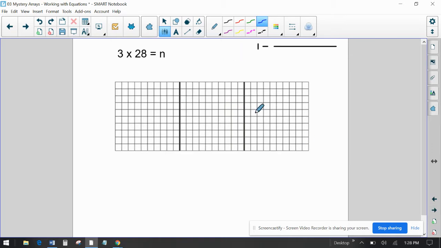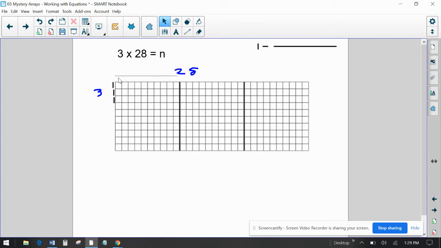So let's try another one of these. We're going to set it up here. This is 3 times 28, so that means we need to have 3 going down. 1, 2, 3. These are just my markers. These don't have any value. I'm going to write my 3 on this side. And I know that the big number, the double digit, goes across the top.